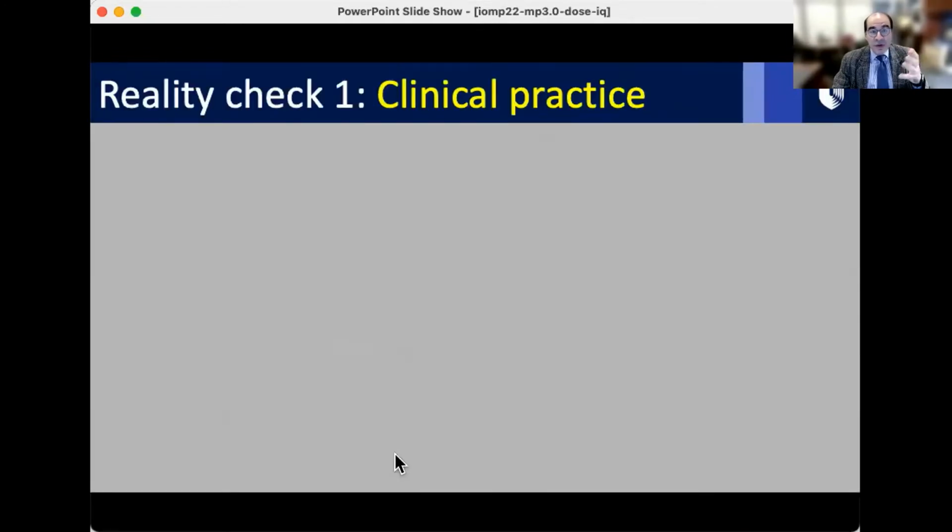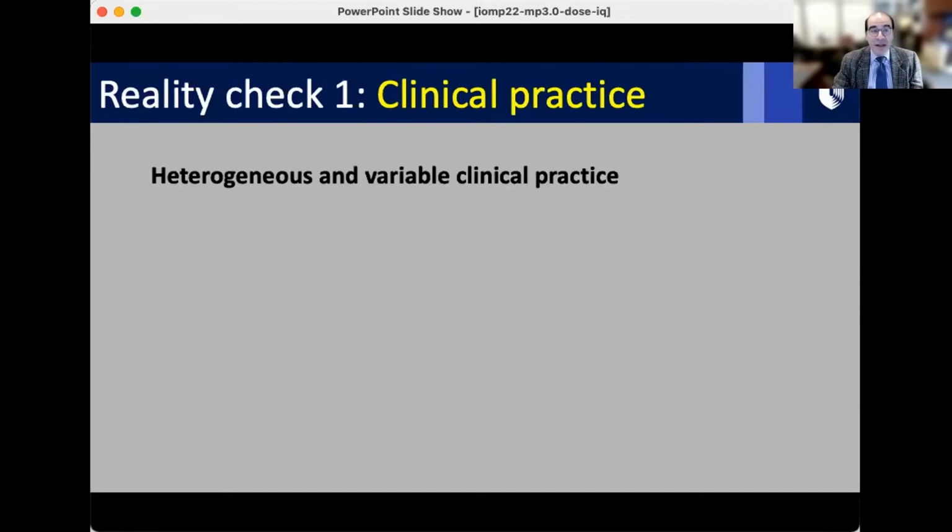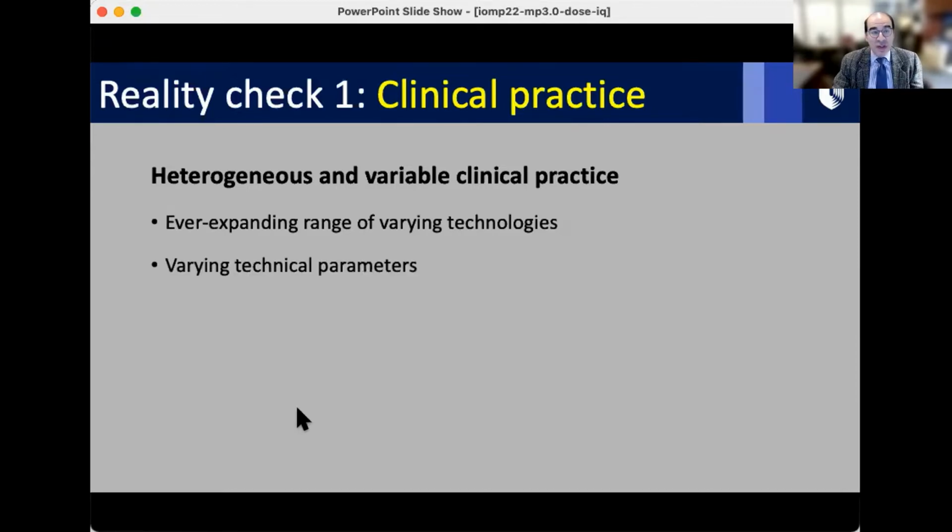Because first, there are a number of realities on our way. Number one is clinical practice, which happens to be highly heterogeneous and variable across an ever-expanding range of varying technologies that are implemented differently at different facilities, at different parts of the world. Even within a certain facility, there are heterogeneities of the technologies.